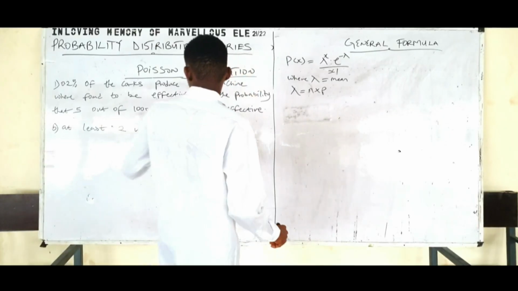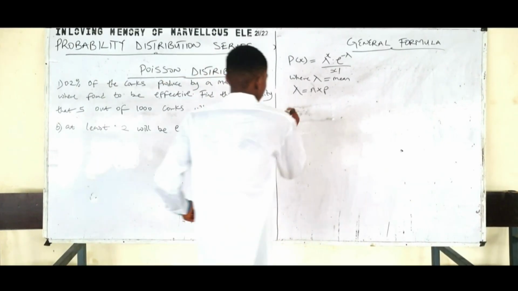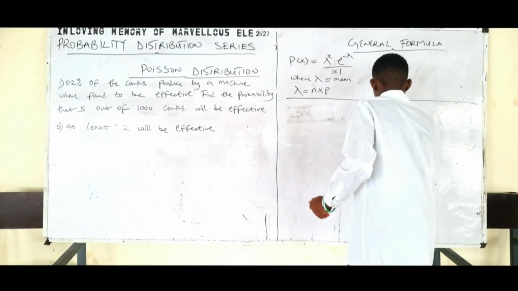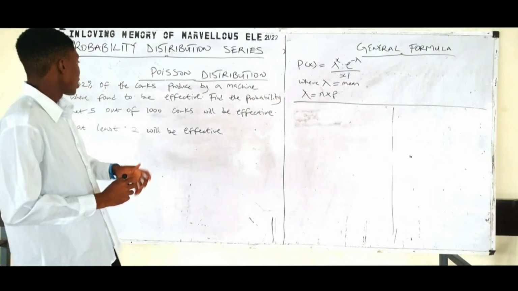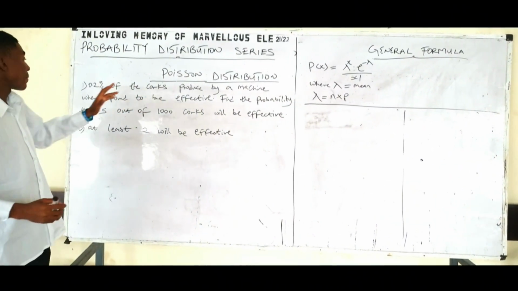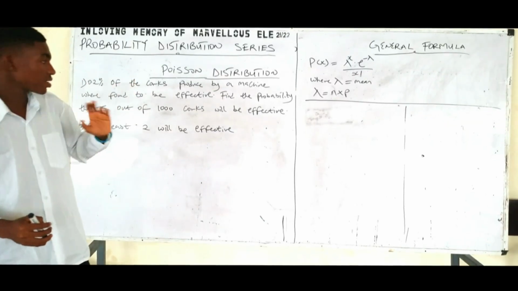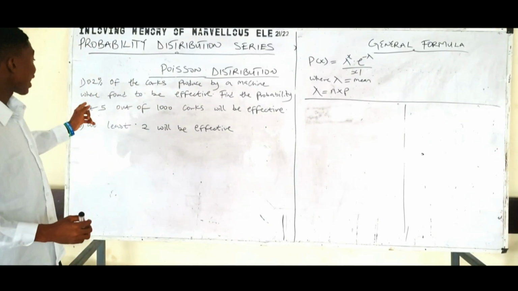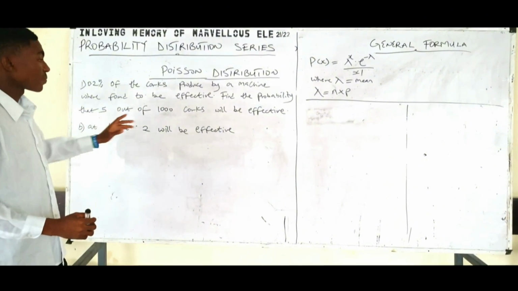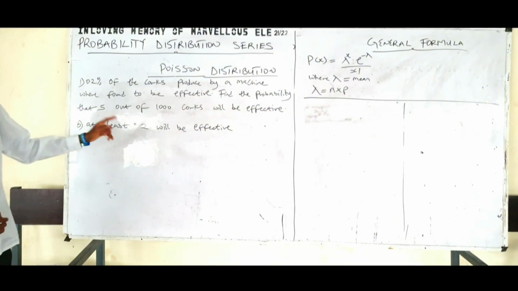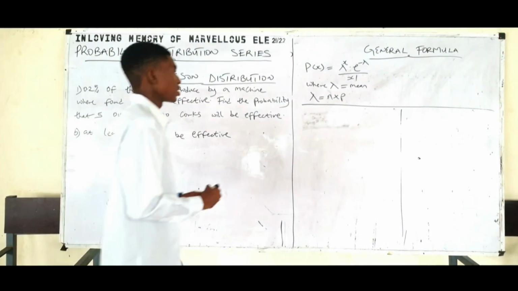So let's try this example we have here. The example says 0.2% of the coats produced by a machine come out defective. Find the probability that A, 5 out of 1,000 coats will be defective, and B, at least 2 will be defective.